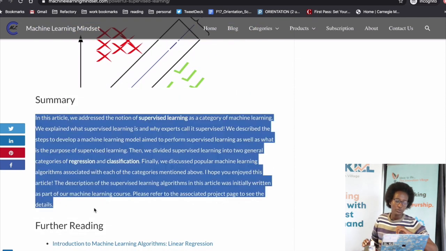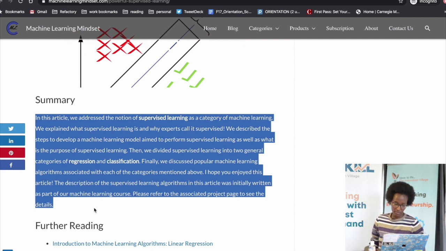In this article, we addressed the notion of supervised learning as a category of machine learning. We explained what machine learning is and why experts call it supervised. We described the steps to develop a machine learning model, as well as what is the purpose of supervised learning. Then we divided supervised learning into 2 general categories: regression and classification. Finally, we discussed popular machine learning algorithms associated with each of the categories mentioned above.